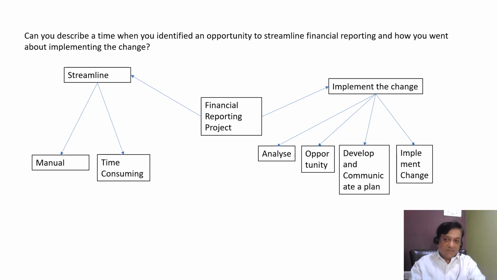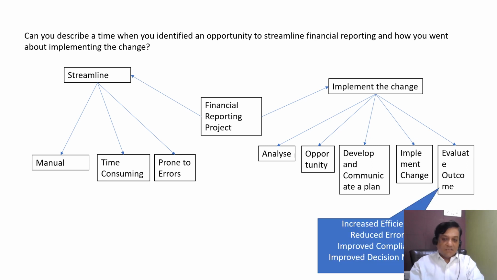Then you have to implement the change. Then comes the technology persons, the IT team, who will implement it and do the changes. Finally, you evaluate the outcome, and the outcome will be fantastic because you have reduced the errors, increased the efficiency, improved the compliance, and improved the decision making process. Right?